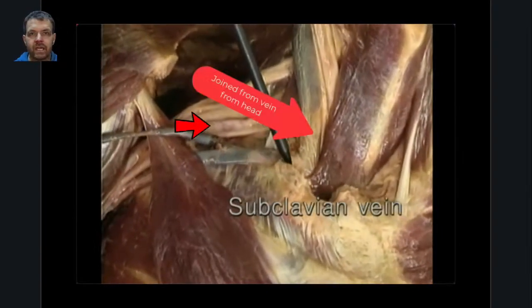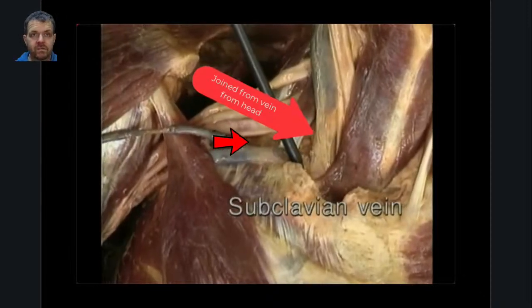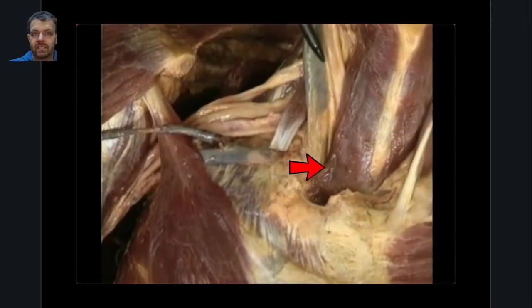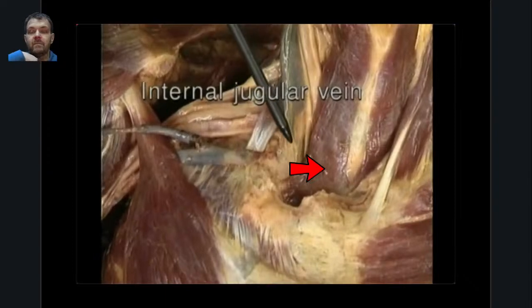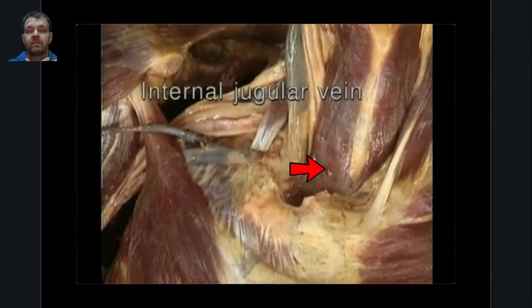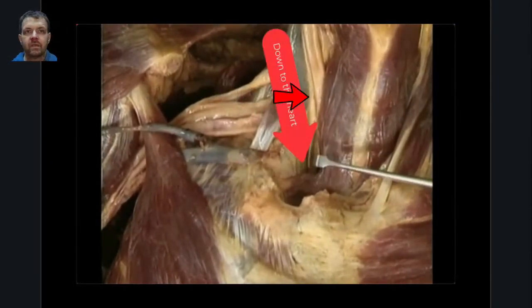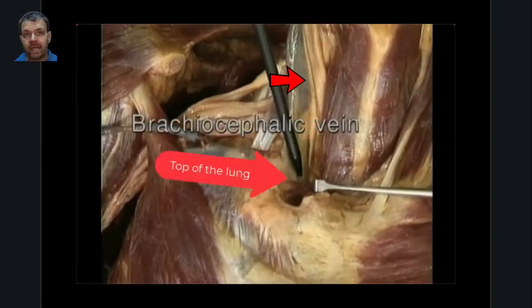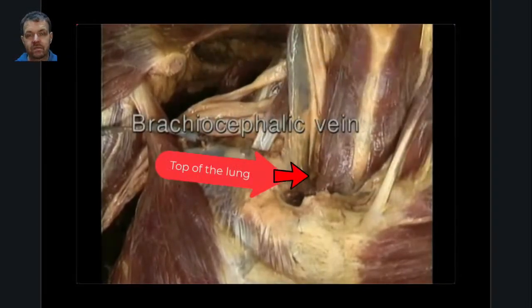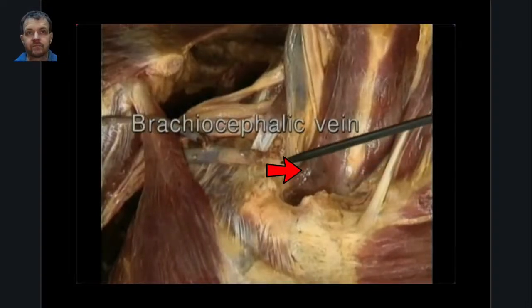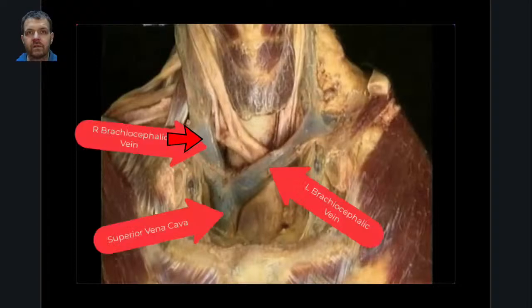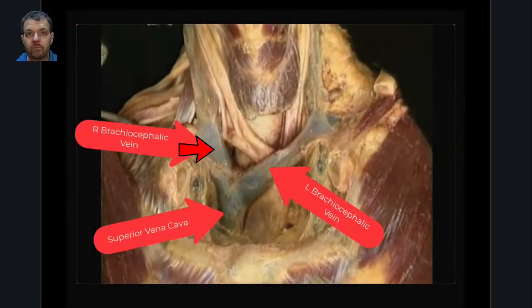Yep, subclavian vein joining in with the cephalic that goes over the top, and then down into the space where the opening of the thorax, basically. Internal jugular from the head going down towards the heart. Here we go. So these are the veins coming from both sides. So we've got right brachiocephalic vein coming that way, left brachiocephalic vein coming this way.